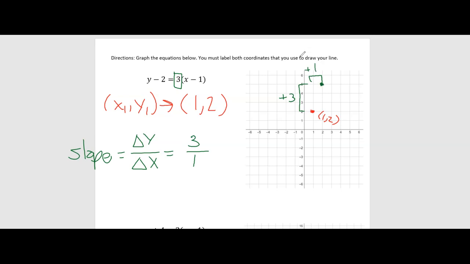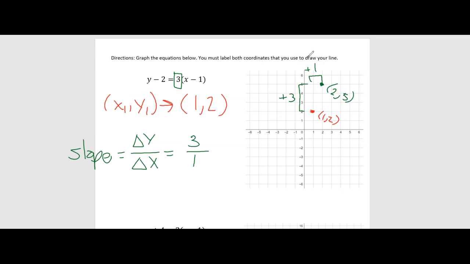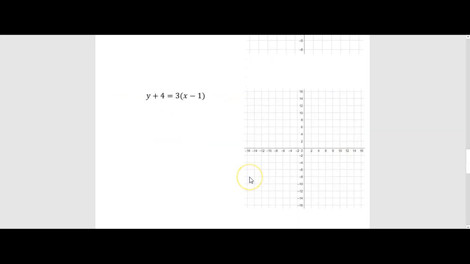That looks like it's at 2, 5. So I can go ahead and sketch my line between them. That wasn't great. Let me redo that. A little better. And again, I'm done because I only need 2 points to graph that line. Let's go to the next one.